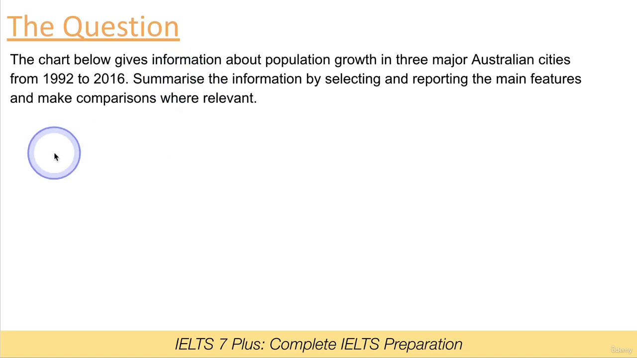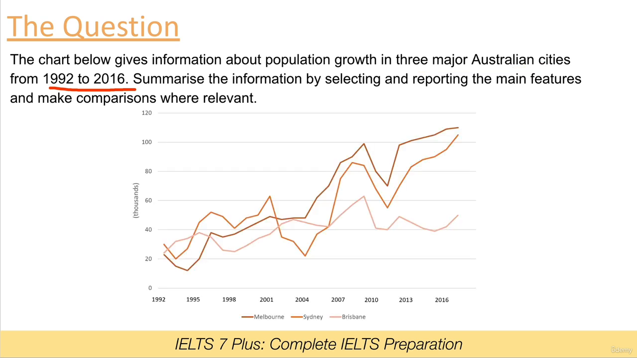Okay then, so what are we doing for this one? We are thinking about population growth in 3 Australian cities from these years. All right, let's bring in the data. Here we go. So this is the line graph. On the x-axis, we've got the years, 1992 to 2016. The different lines represent the different cities: Melbourne, Sydney and Brisbane. And here on the y-axis, we have the number in thousands. And this is the population growth.